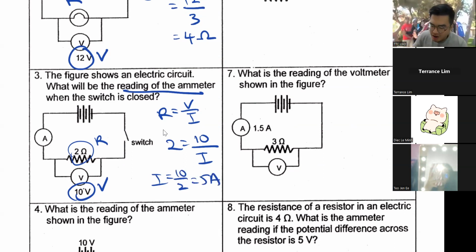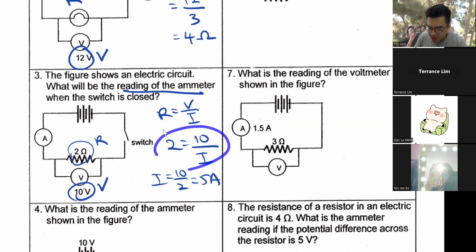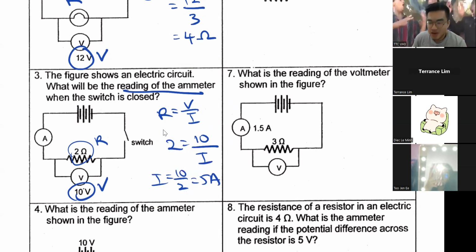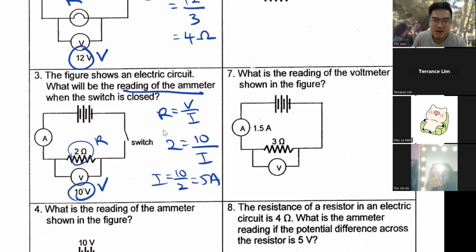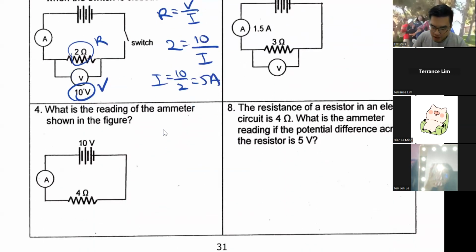Basic maths, you understand? I switch places between I and 2. You know how this becomes this? This is maths, this has nothing to do with science already. Your linear equation, moving terms.